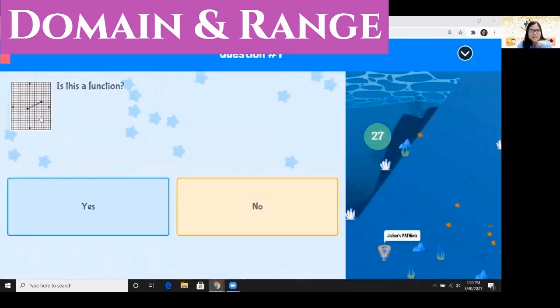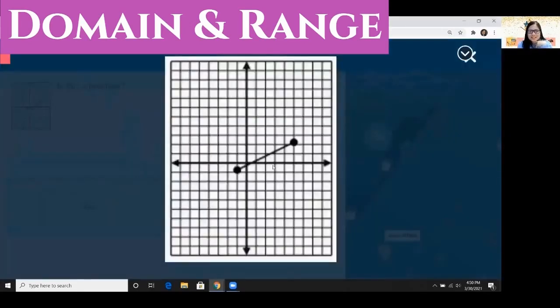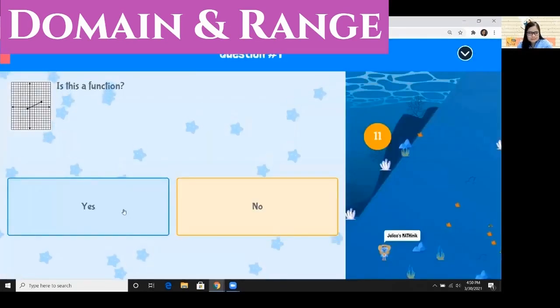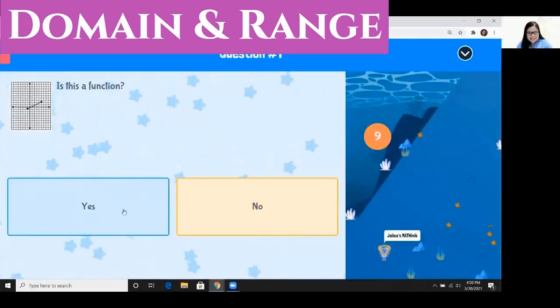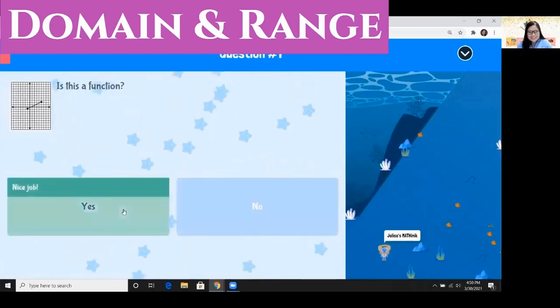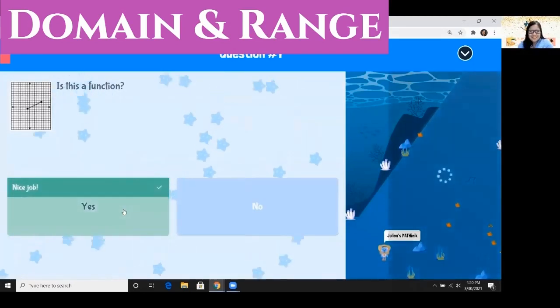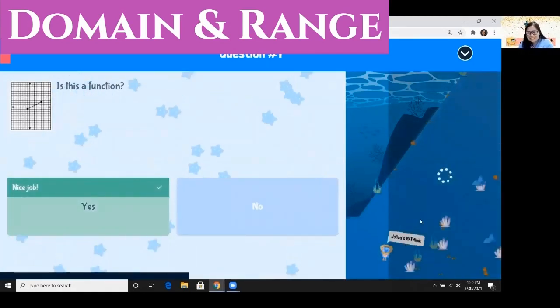Question number one. Is this a function? If we throw a vertical line test, it will touch the graph once only, so therefore this one is a function. Yippee! Let's climb the mountain.